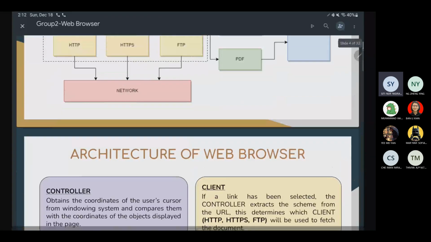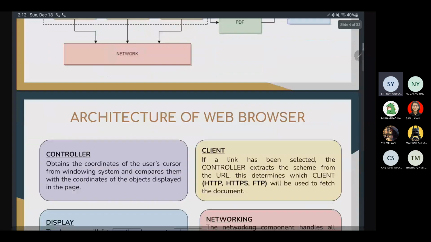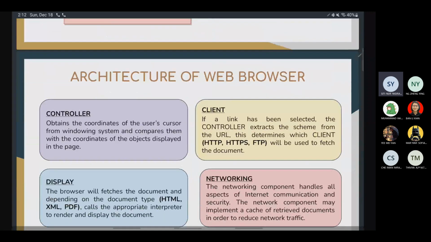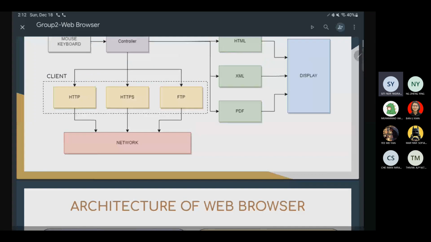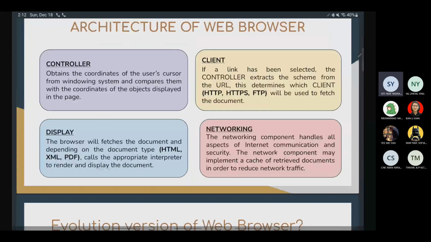Okay, next is the client. What is the client? If a link has been selected from the controller, the controller extracts the scheme from the URL. This determines which client, HTTP, HTTPS, or FTP, will be used to fetch the document. Okay, and next is display. Oh no, networking, sorry. Okay, networking gets the information, the cursor or URL, from the controller.